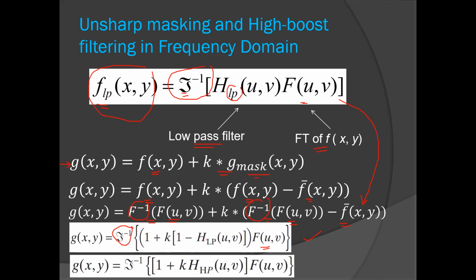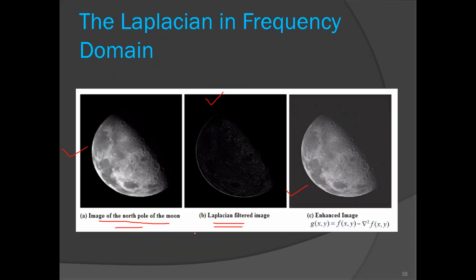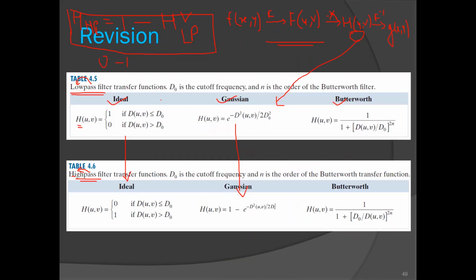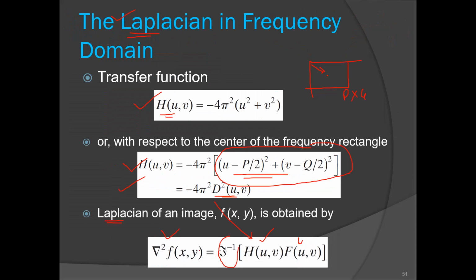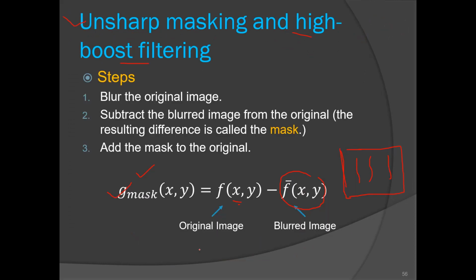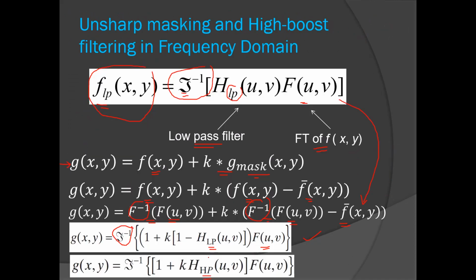If you put all the values in this equation, you will get this equation. And we know 1 minus low pass filter is nothing but high pass filter, which we have discussed just now. So you put the values here and we get this equation. So this is the equation to achieve unsharp masking or high boost filtering in frequency domain.